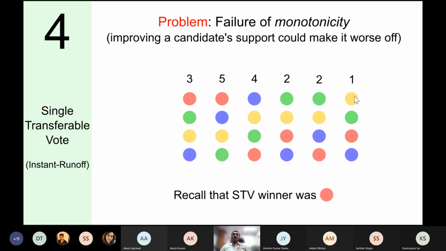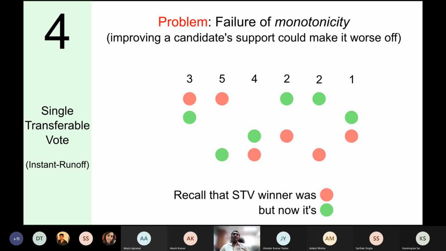So let's eliminate yellow. It has the lowest plurality score. The votes get transferred. Now I eliminate blue because blue has a score of 4, whereas green has a score of 5 from these 3 votes, and red has a much higher score. So blue goes out this time. Remember, in the previous iteration on the original instance, green was eliminated at this point, whereas now blue goes out. Now we are left with red and green, and it turns out that now green is the winner.